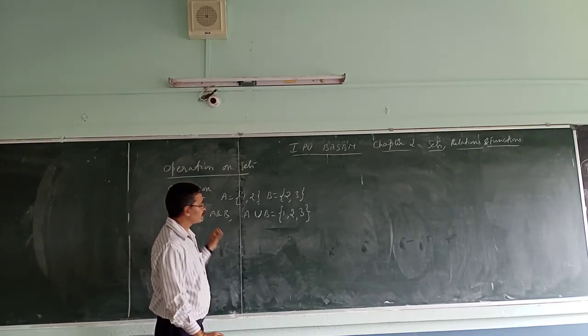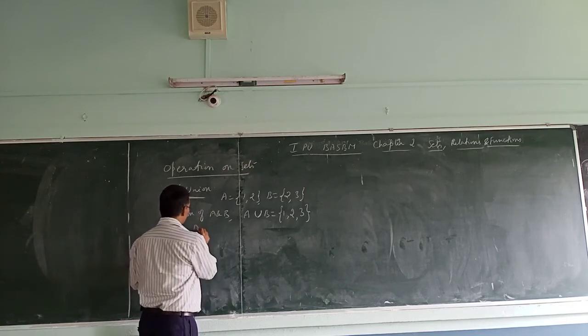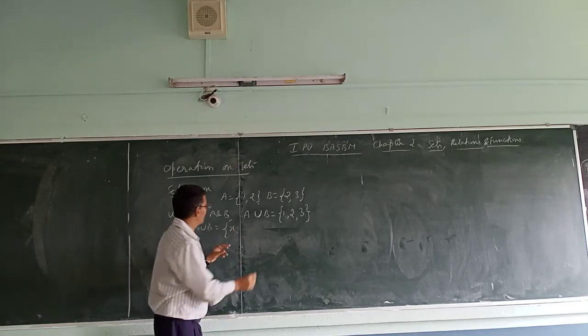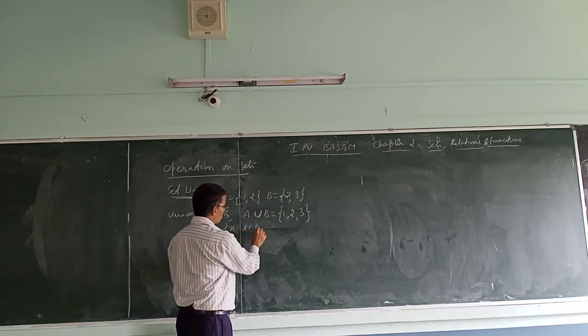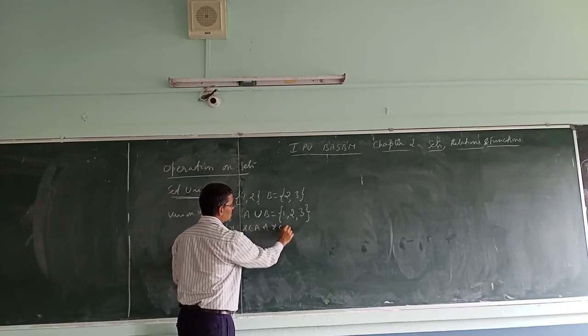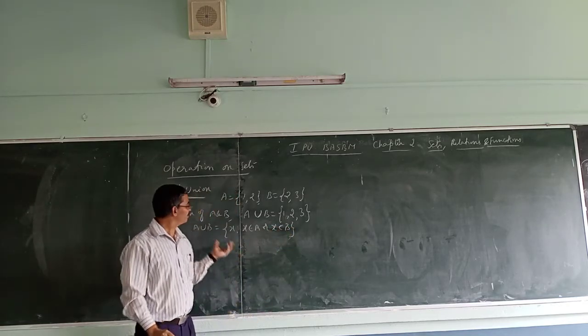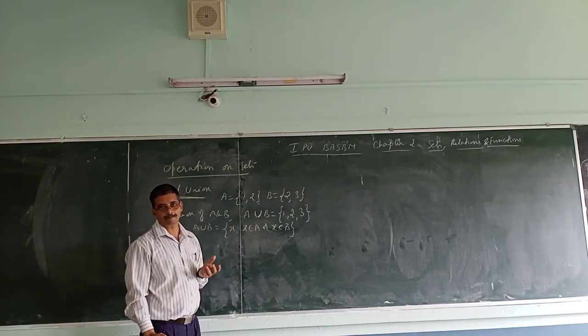Generalization. So what is A union B? A union B means the set of all elements X such that X belongs to A or X belongs to B. This is the generalization of A union B.